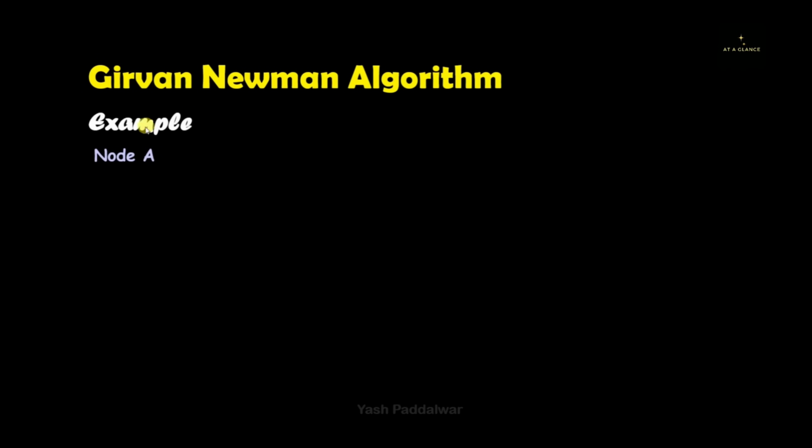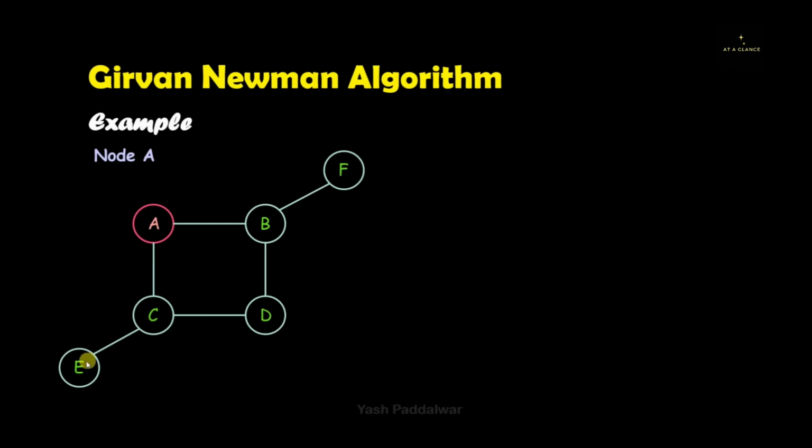Now we'll have to compute the betweenness centrality of all the edges with respect to every single node, starting with node A. So consider node A as the root node. So now we'll have to construct a tree-like structure keeping the root node as A. So let's start with the process. You can see that we are considering the root node as A.